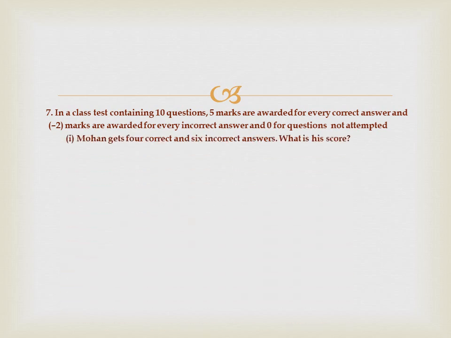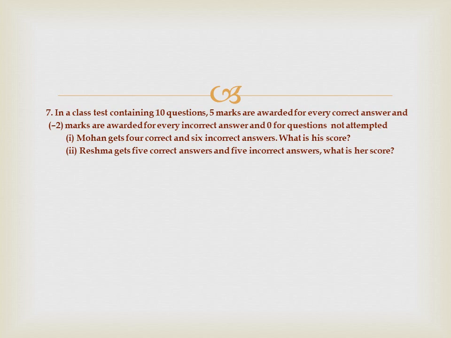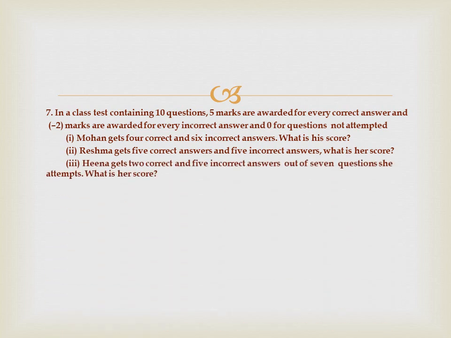First one, Mohan gets 4 correct and 6 incorrect answers. What is his score? Second one, Reshma gets 5 correct answers and 5 incorrect answers. What is her score? Third one, Hina gets 2 correct and 5 incorrect answers out of 7 questions she attempted. What is her score?